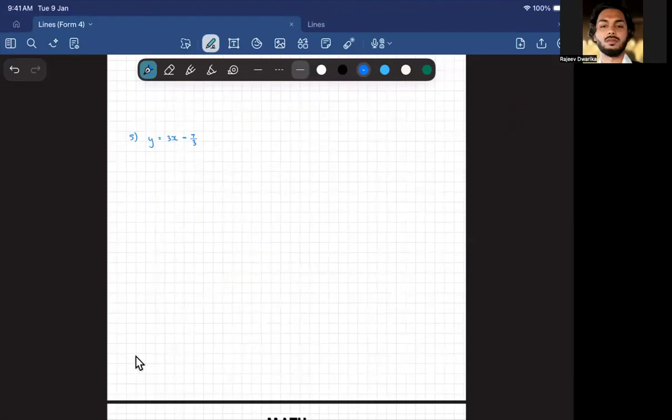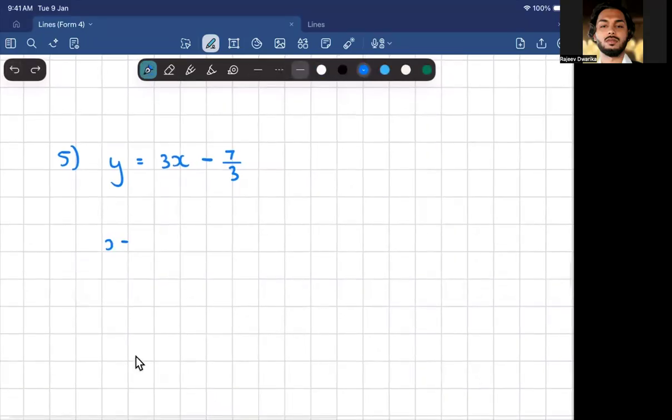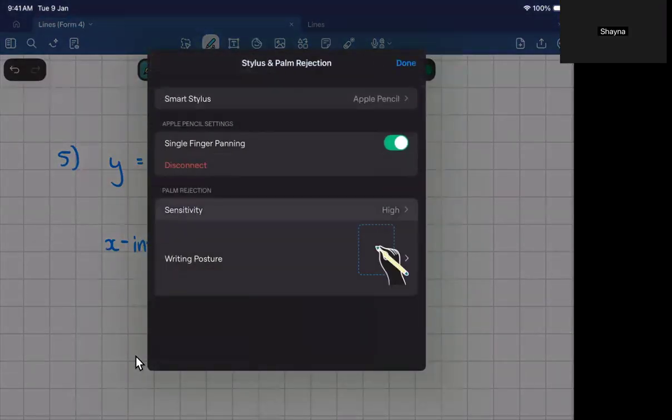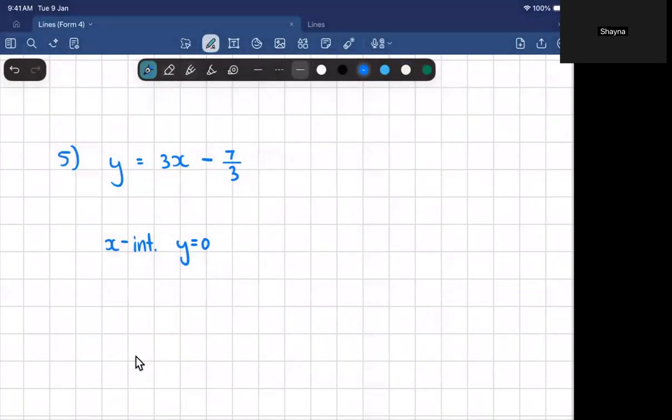So, Shina, I want to do one question with a fraction. I heard that that gave you all some trouble. So let's do the one with the fraction. Let's find the x-intercept first. At the x-intercept, what's the y value? 0. Right, so at the x-intercept, the y value is 0. Now, what can we do with that information? You can substitute it into the actual question: 0 equals 3x minus 7 over 3. Right, so we're going to say 0 is equal to 3x minus 7 over 3. Great.